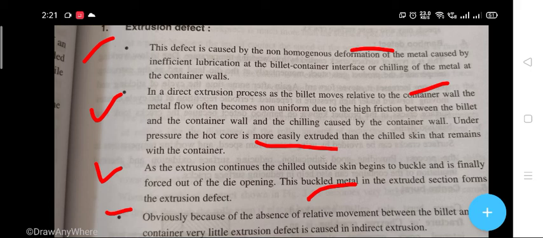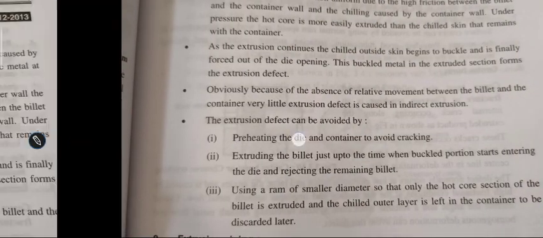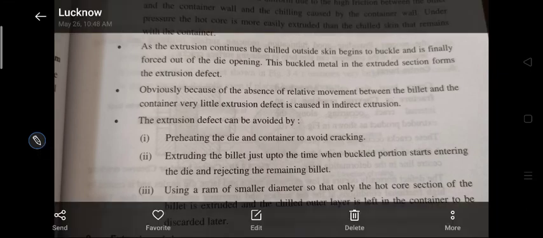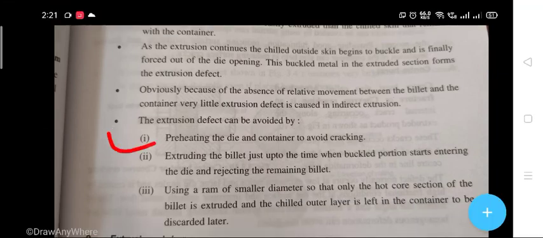Obviously, because of the absence of relative movement between the billet and the container, very little extrusion defect is caused by indirect extrusion. Extrusion defects can be avoided by preheating the die and container to avoid cracking, extruding the billet just up to the time when buckled portions start entering the die and rejecting the remaining billet, or using a ram of smaller diameter so that only the hot core section of the billet is extruded and the chilled outer layer is left in the container to be discarded later.